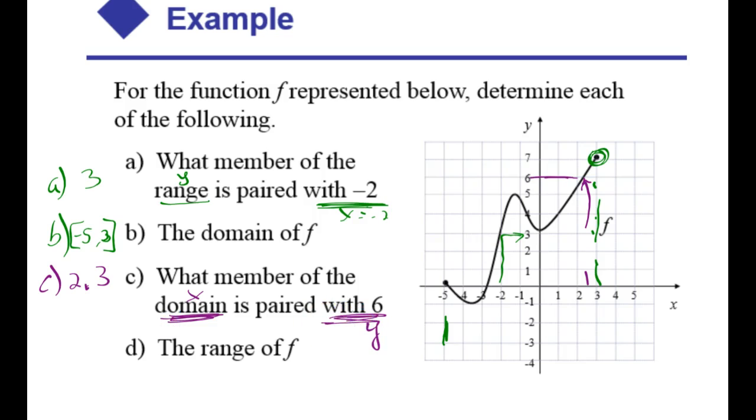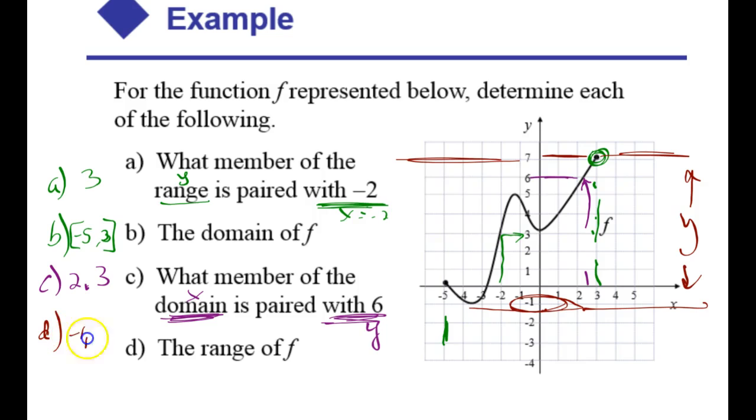And then what's the range? And of course the range is going to be the bottom, the lowest value. It looks like it's a 1, all the way up to the highest value. So the range would be bottom to top. Remember your y values. So the lowest, putting the lower number on the left, would be -1 all the way up to, it looks like, 7. I can include the -1 because it looks like that's actually a closed dot there, and 7 is also a closed dot, so I'll put brackets on all these.